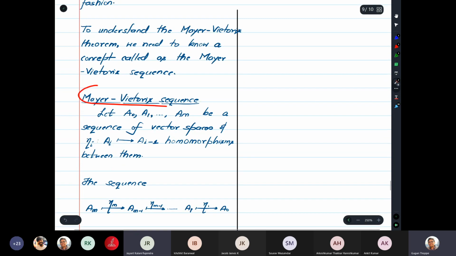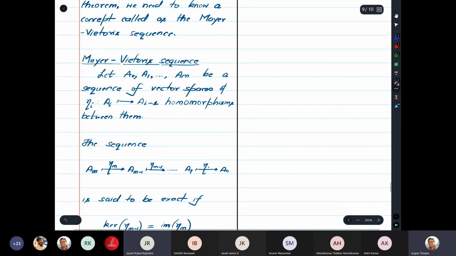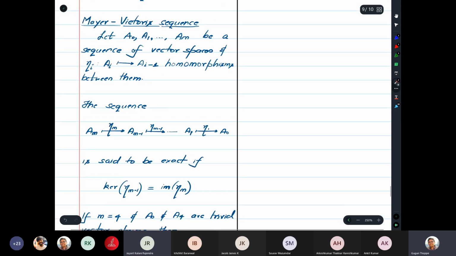Okay, so what is a Mayer-Vietoris sequence? Let's say we have been given a collection of vector spaces A0, A1 all the way up till Am, and we have been given a bunch of homomorphisms between these vector spaces. So recall, when I say homomorphism, I am talking of maps between vector spaces, and hence this homomorphism must be a vector space homomorphism, right? So this is what we have been given. So we start with Am, Am minus 1 all the way up till A0, and between these successive vector spaces we have a homomorphism.